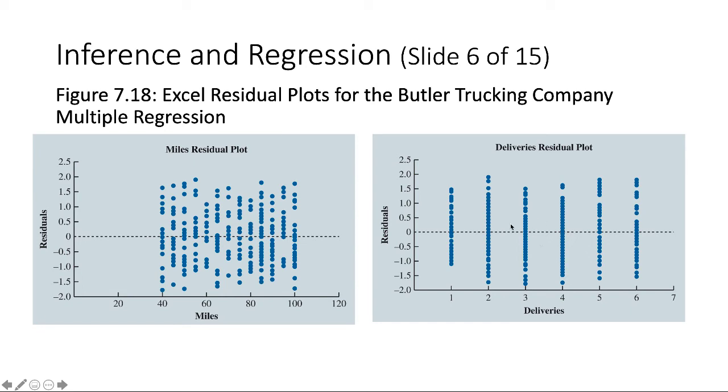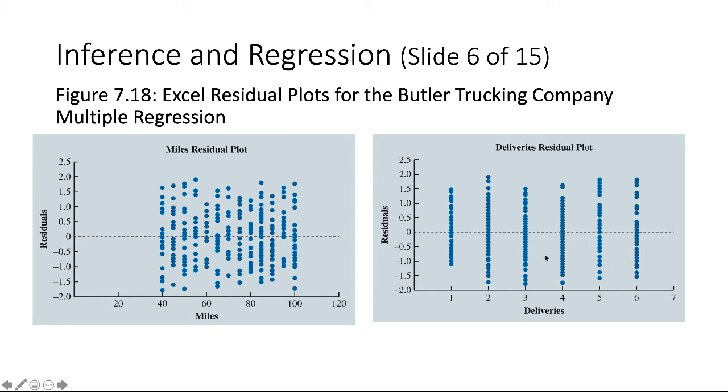The residuals at each value of miles appear to have a mean of 0. They have similar variance and are concentrated around 0. The residuals at each value of deliveries also appear to have a mean of 0, right? So this mean of 0 is right in the middle of each one of them.